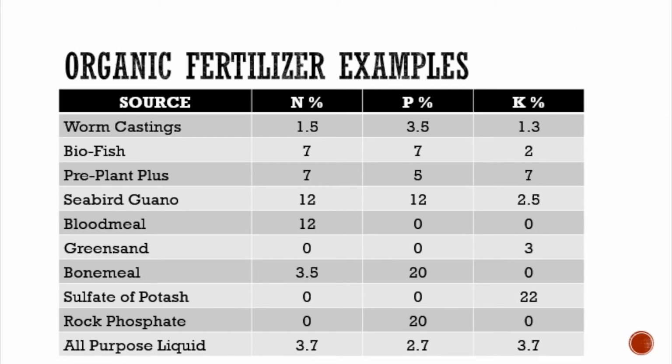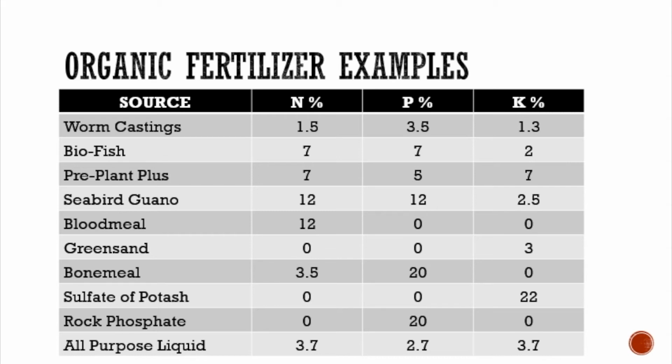So how do we supply that? How do we get that nutrient back to that plant? Well, this is where we look at the types of fertilizers that we have available to us and how we can utilize them in the best methods. If we look at the products that are listed, the first products there, except for the very last one, are dry products: worm castings, the biofish, a product called Pre-Plant Plus, seabird guano, blood meal, green sand, bone meal, sulfate of potash, rock phosphate, and then the last one is our all-purpose liquid.